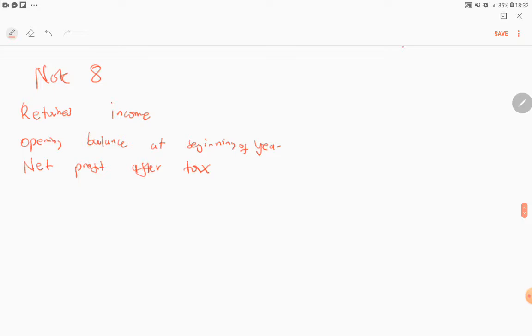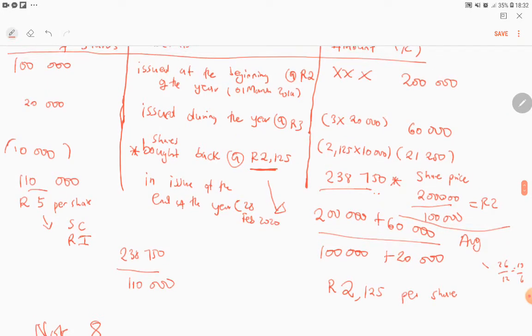Now, it also includes dividends. But before dividends, remember, we bought back shares. So if you could remember, the shares were bought back at 5 rand. But only out of this 5 rand, only 2 rand 125 cents was from the shareholders' capital.